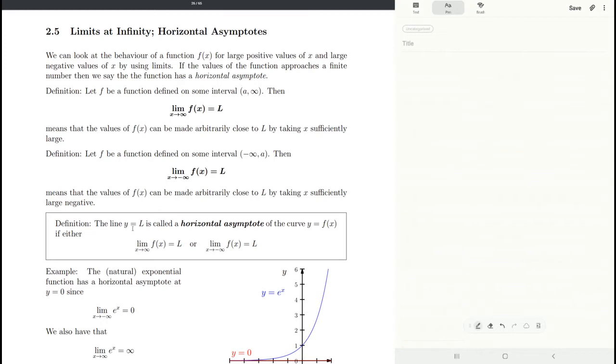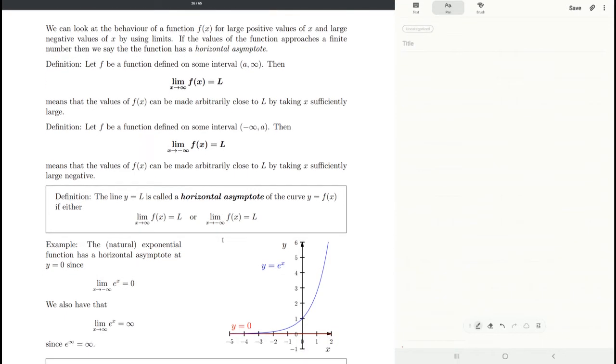Now, the line y equals L is called a horizontal asymptote of the curve y equals f of x if either the limit of f of x as x approaches infinity is equal to L, or the limit of f of x as x approaches negative infinity is equal to L. So here we have an example of a horizontal asymptote.